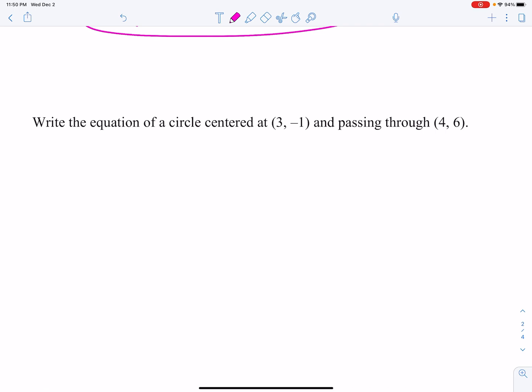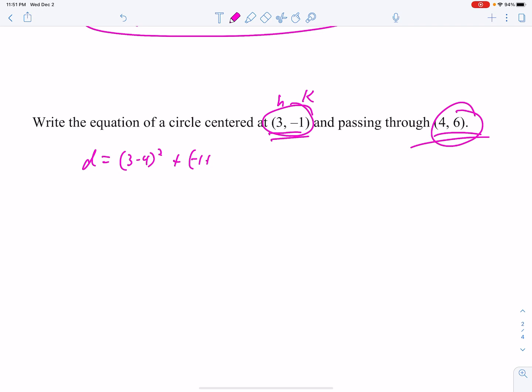All right, so write the equation of a circle centered at 3, negative 1, passing through 4, 6. Okay, so in other words, 4, 6 is on the outer edge of the circle somewhere. So we need the radius, right? We've got the center, so we already know h and k, but we need to know that radius, right? In other words, the distance between the center and the edge of the circle. So first we use the distance formula with these 2 points, okay? So we can do 3 minus 4 squared plus negative 1 plus 6 quantity squared, square root it.